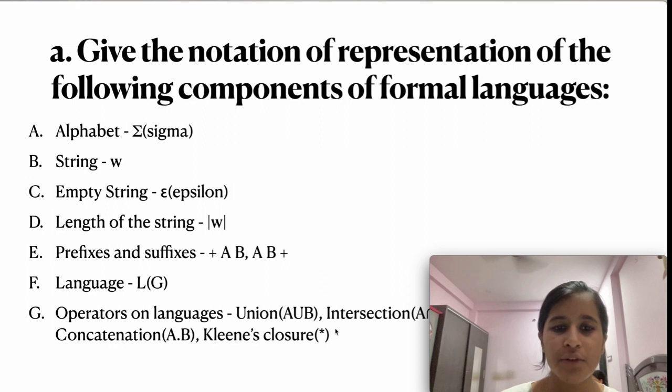Prefixes and suffixes are represented as follows: prefixes are represented by plus, A and B, where A and B are notations, and suffixes are represented by A, B and plus, where A and B are again notations. Language is represented by L of G, which is used to represent a given language in context-free or context-sensitive grammar.